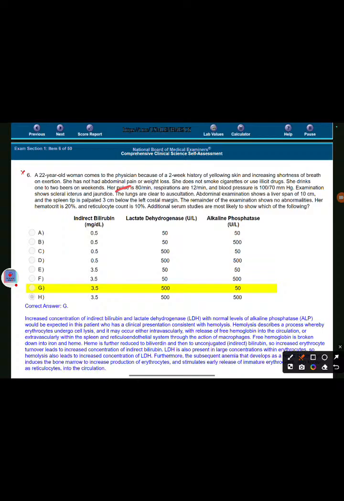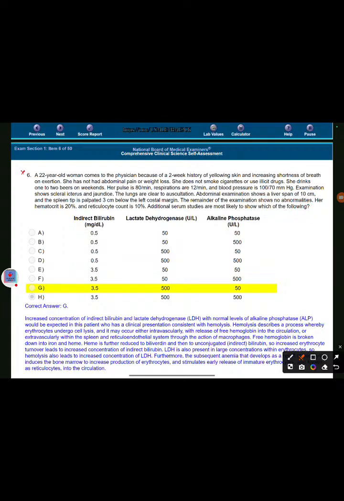Her pulse is 80 per minute, respiration 12 per minute, blood pressure 100 by 70 mm Hg. Examination shows icterus and jaundice. The lungs are clear to auscultation. Abdominal exam shows a liver span of 10 cm and the spleen tip is palpated 3 cm below the left costal margin. The remainder of the examination shows no abnormalities. Her hematocrit is 20%, reticulocyte count is 10%. Serum studies are most likely to show the following.